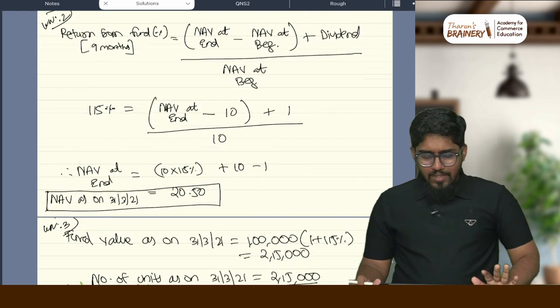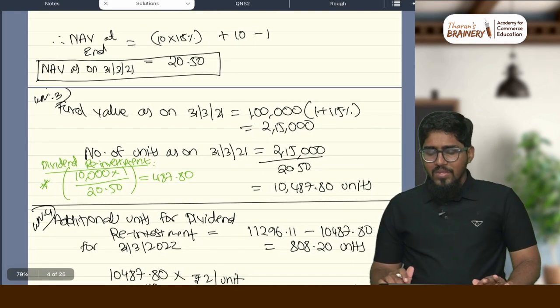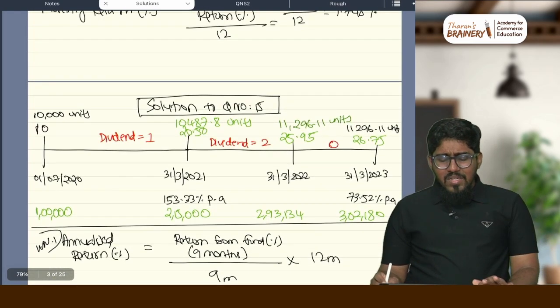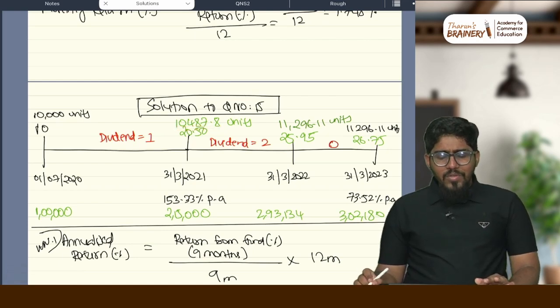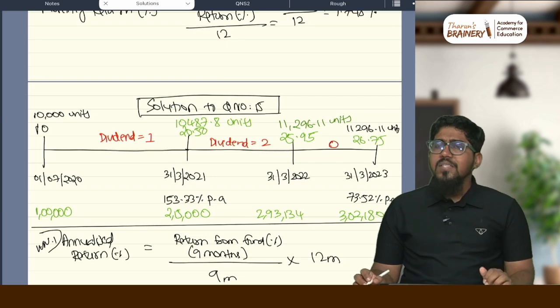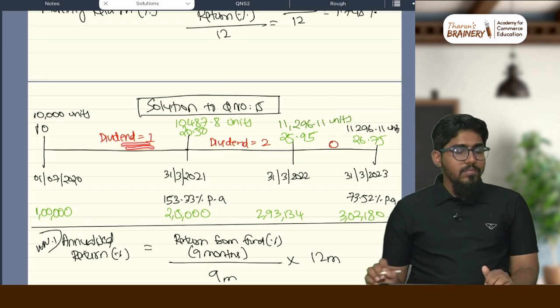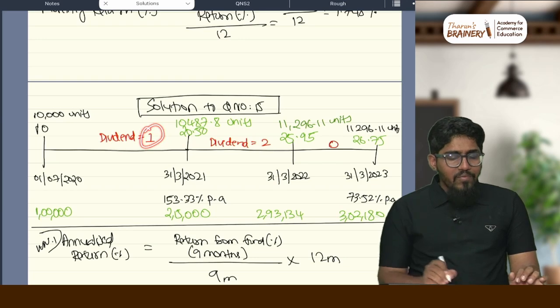Okay sir, till this point you have completed 10,487.8 units. Sir, how is 10,000 becoming 10,487.8? So this extra 487.8 units, where is it coming from, sir? It is coming from this dividend. You do one thing, take out your calculator. This 1 rupee dividend I'm getting for 10,000 units, correct?